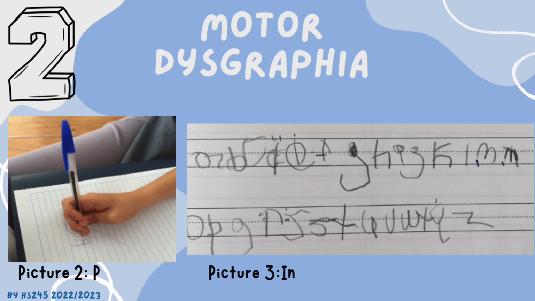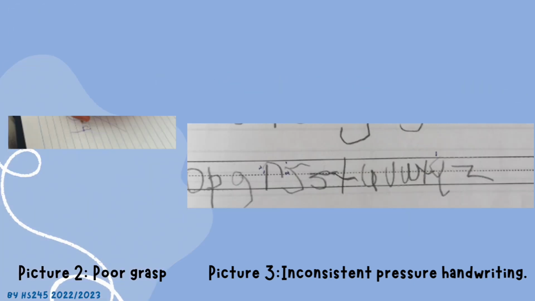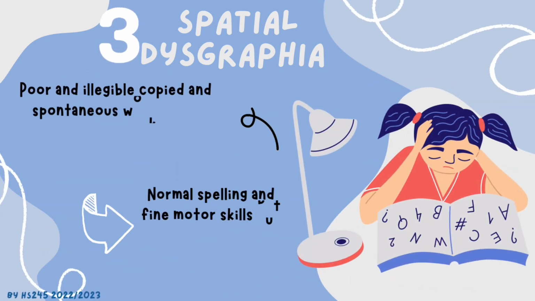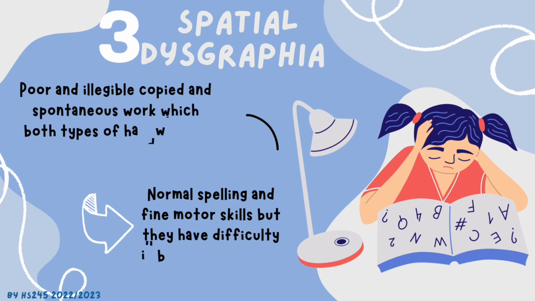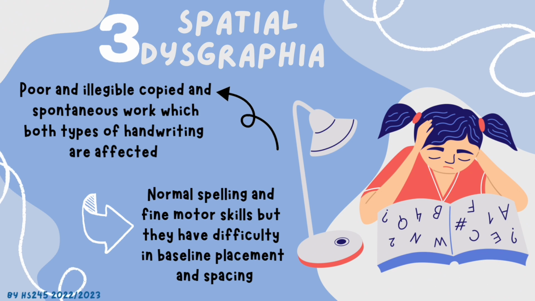Pictures 2 and 3 are examples of students with motor dysgraphia. Picture 2 shows that the child presents with poor grasp, and picture 3 shows the inconsistent pressure handwriting of the children with motor dysgraphia. Next, the third type is spatial dysgraphia. It is commonly due to a visual spatial deficit. Students may present with poor and illegible copied and spontaneous work, so both types of handwriting are affected. Basically, the students have normal spelling and fine motor skill, but they have difficulty in baseline placement and spacing to keep their handwriting on the line with spacing between words.